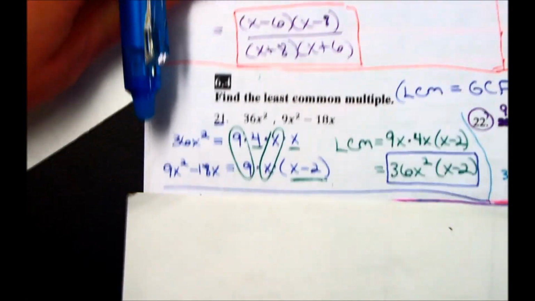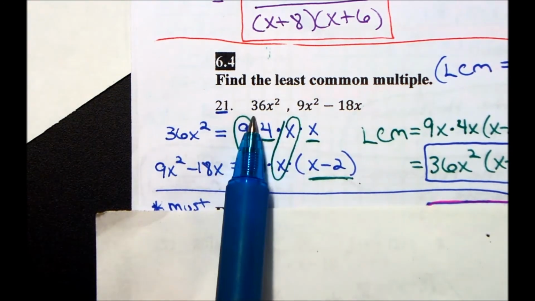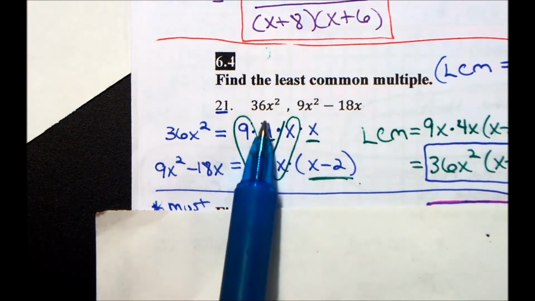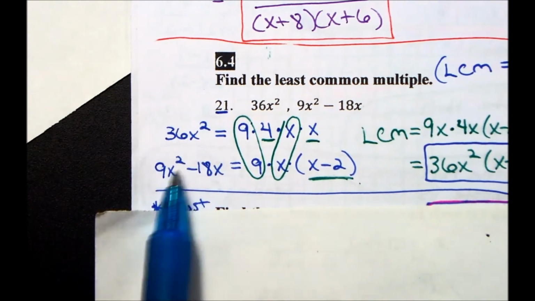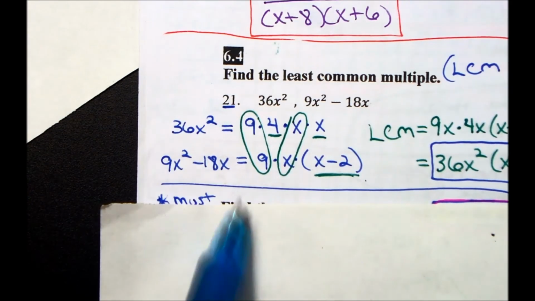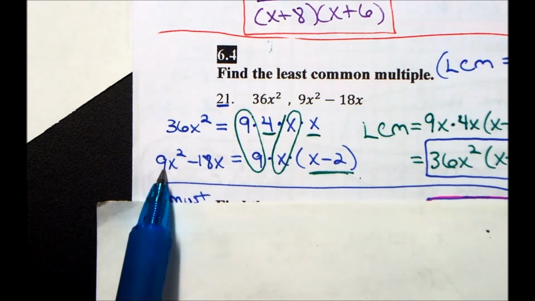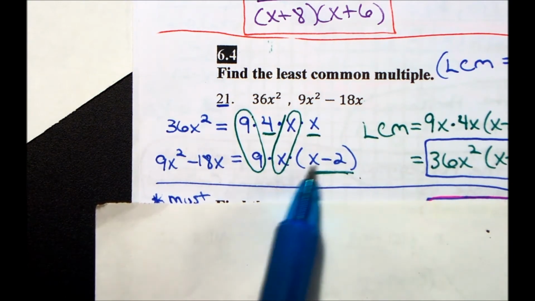So here you're finding a least common multiple. So we have 36x squared and 9x squared minus 18x. Again, to find the least common multiple, I would factor what you can. I'm going to start with the binomial first. The 9x squared minus 18x, I can factor out a 9x, which would then leave me with a binomial of x minus 2.